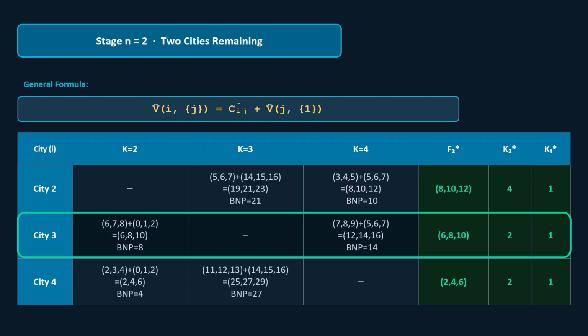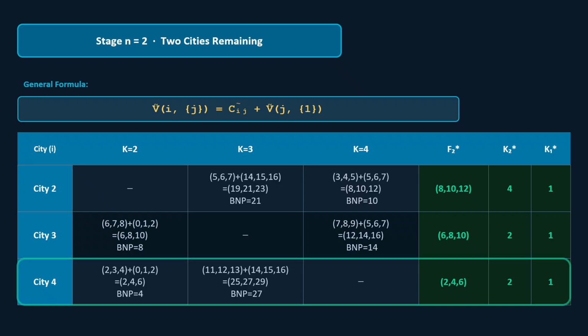The cost is 7, 8, 9. C4 to C1 was 5, 6, 7. Sum 12, 14, 16. BNP equals 14. Since BNP equals 8 is lower, F2 star equals 6, 8, 10, and K2 star equals 2.